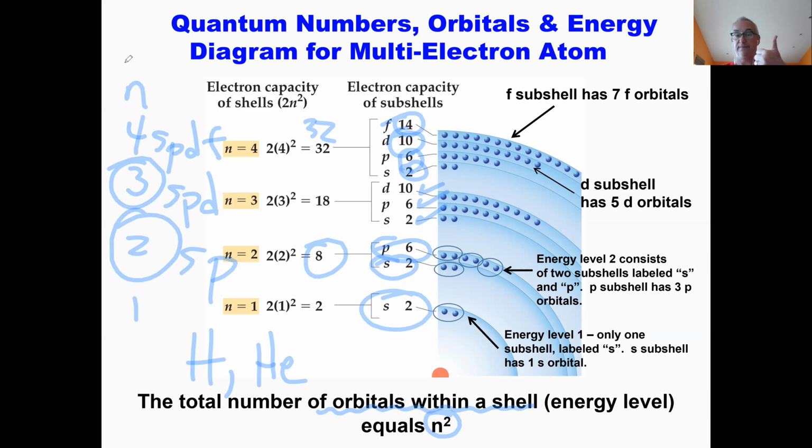1 squared is 1, 2 squared is 4, 3 squared is 9, 4 squared is 16. And each orbital has room for 2. So the number of electrons is 2n squared, because there's 2 electrons for every orbital. Okay? So this just gives you the overall numbers.